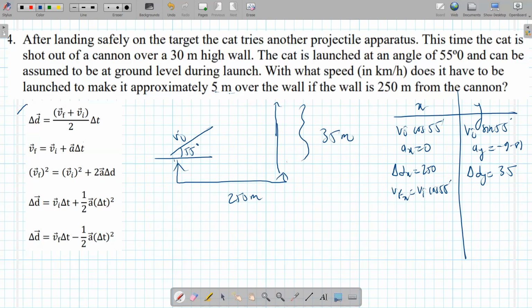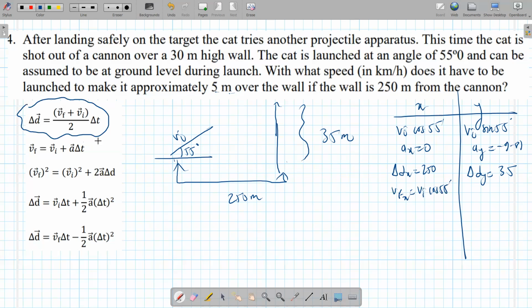I'm gonna plug that into this equation, because we have delta D. We have to play around with the delta T's, delta D's. We don't have the time, and I don't like these because they usually give you a quadratic. But so we just sub in VI cosine 55 squared, something like that? So we're gonna use this, okay, here.